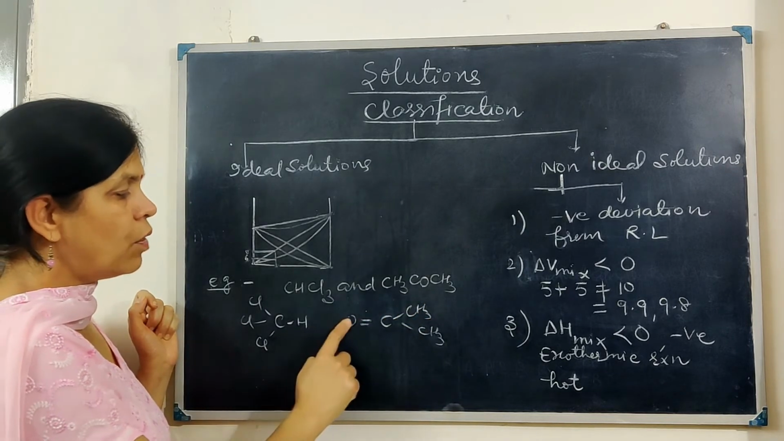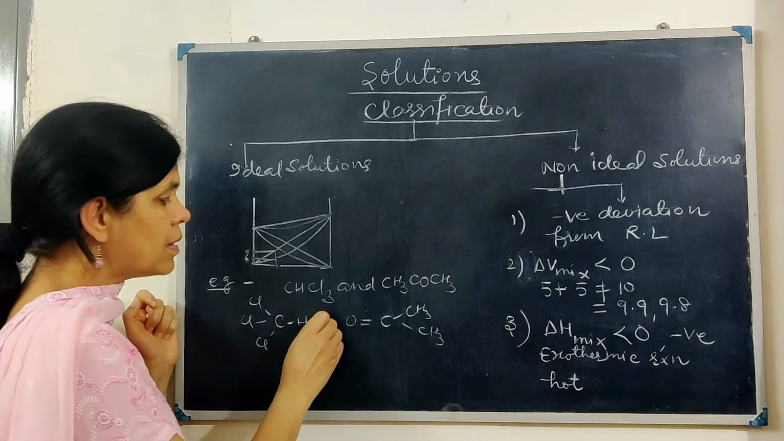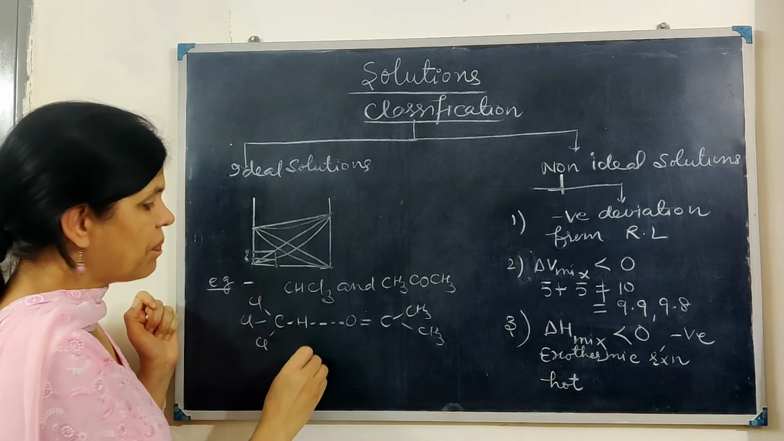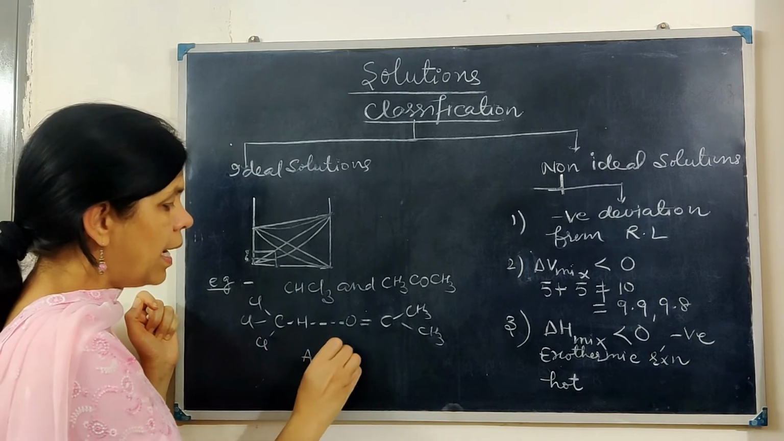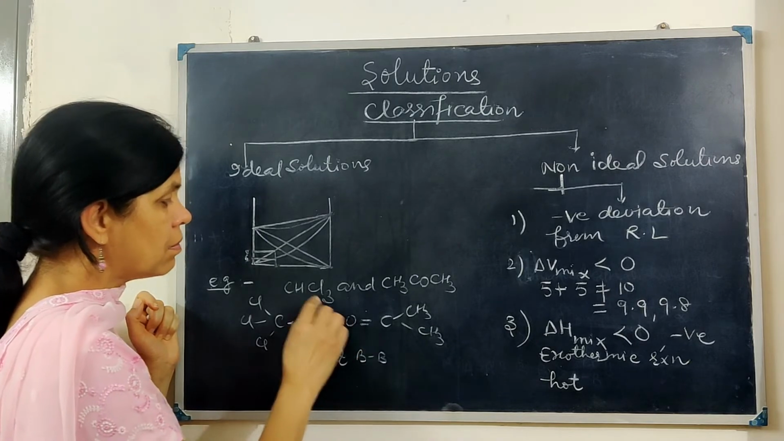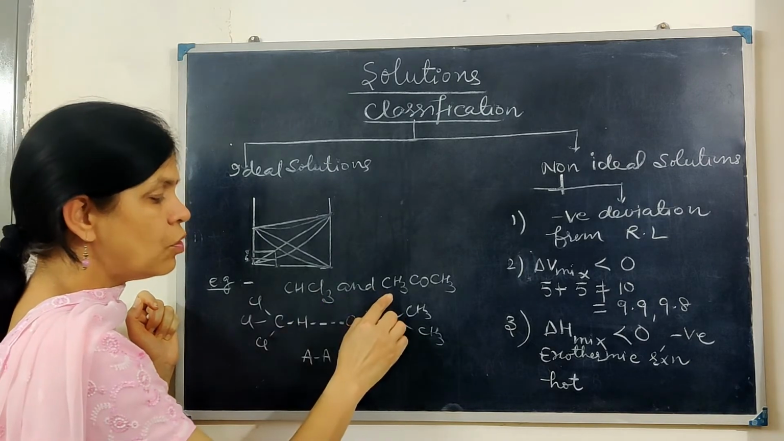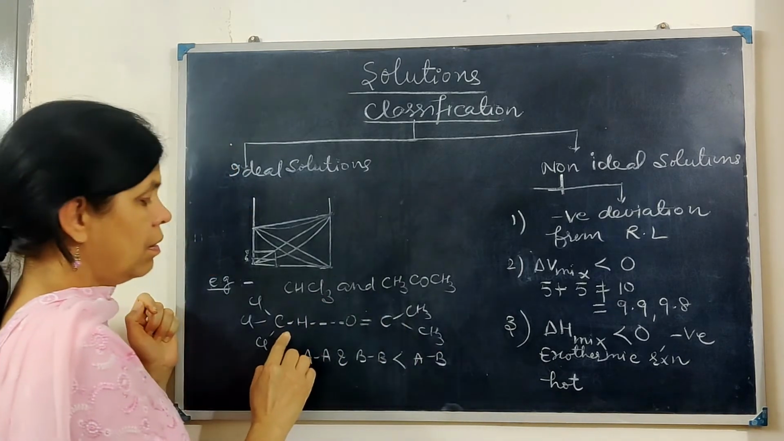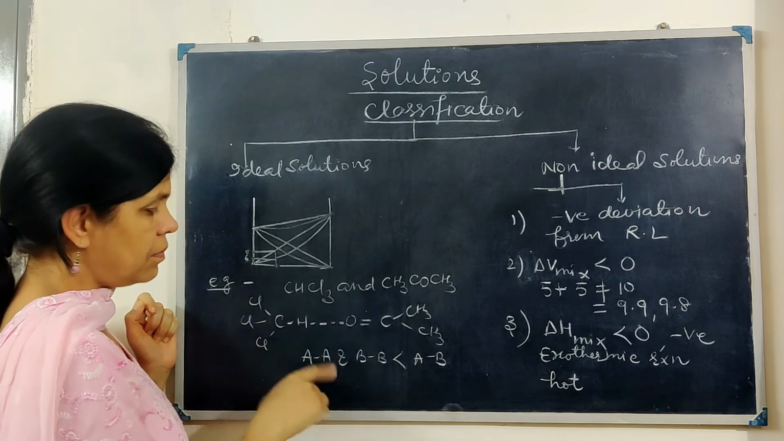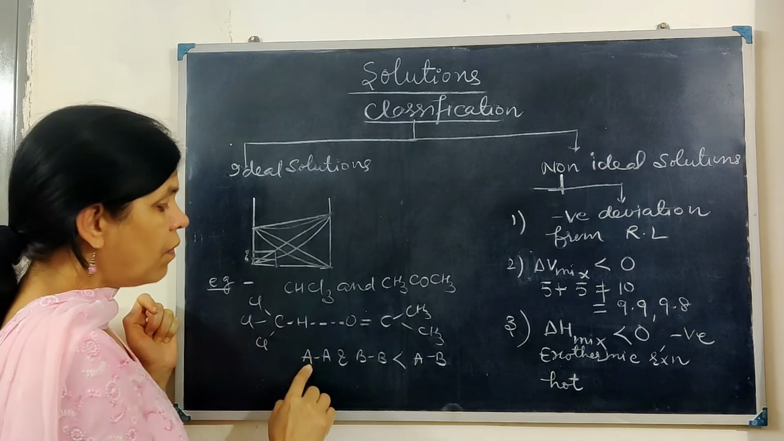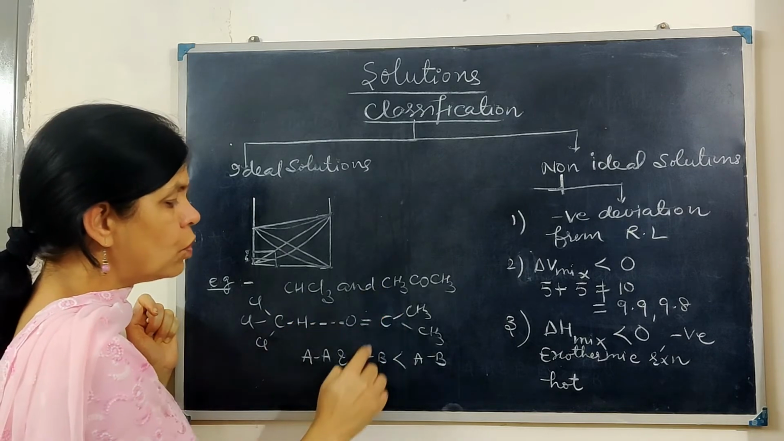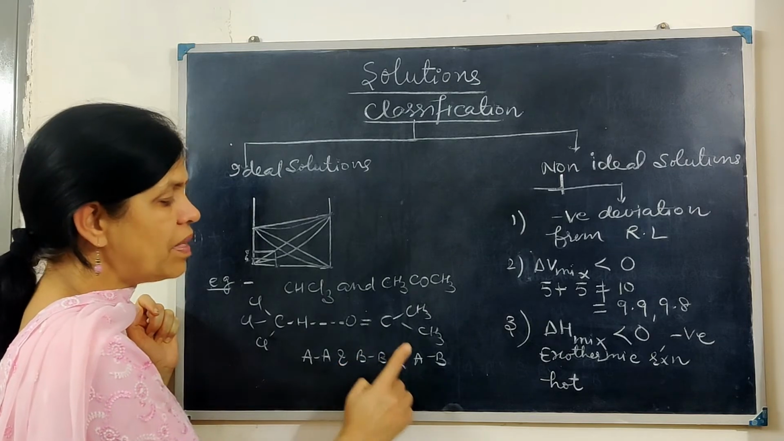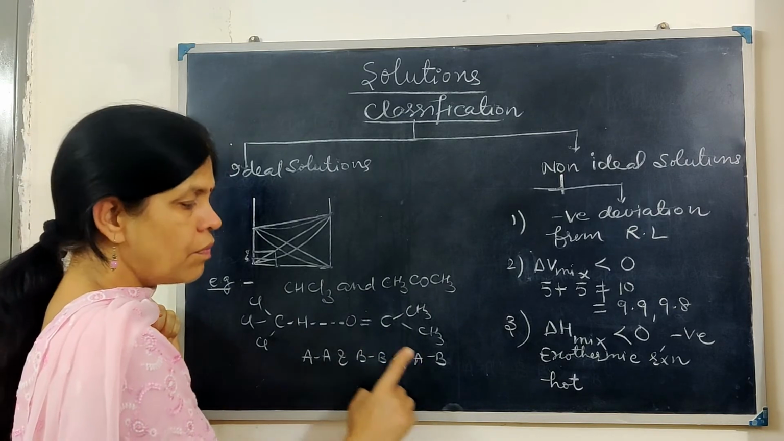Hydrogen of chloroform and oxygen of acetone makes intermolecular hydrogen bond. So in this case, I can say AA interaction and BB interactions, like chloroform and acetone, are weaker than AB interaction. So let me summarize it again. Solvent interaction, solute interaction are weaker than the solvent-solute interaction. After mixing, forces of attraction have come into picture, which are stronger.